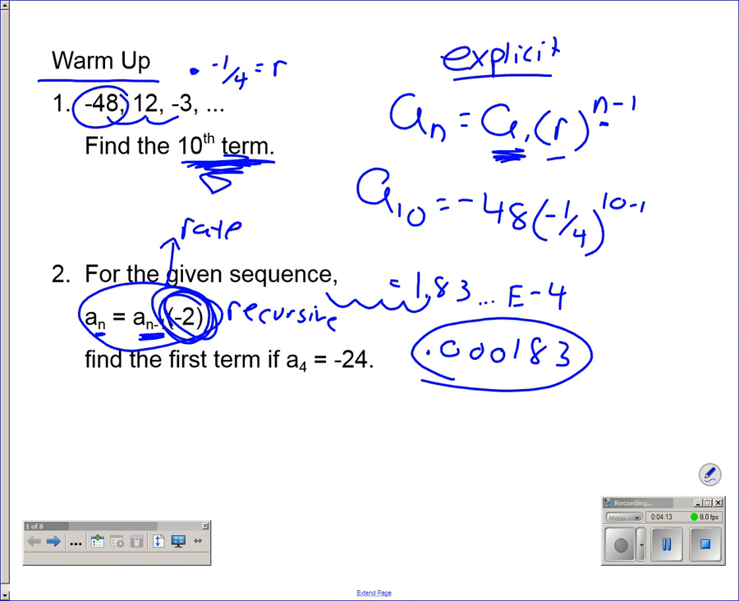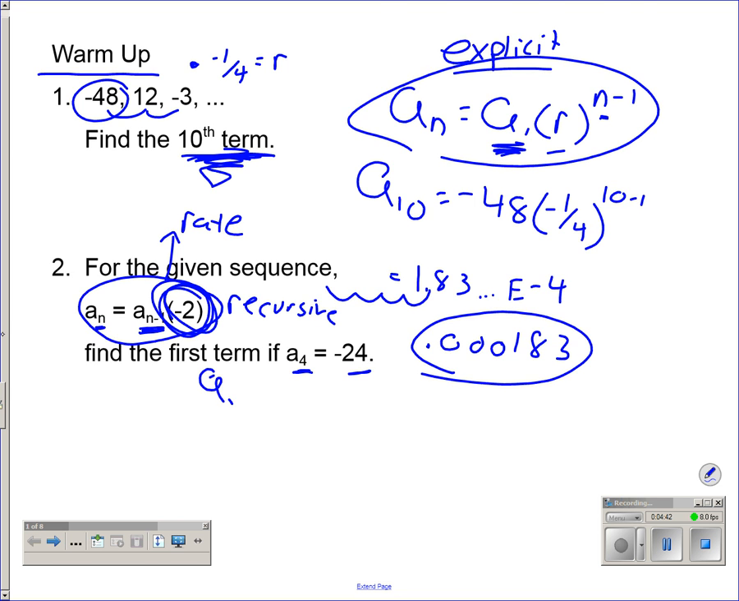So in this particular problem, our rate is negative 2. That's our pattern. We're multiplying by negative 2 each time. So given our R value and given our 4th term, it wants us to know what our first term is, a sub 1. Again, it's just asking for a number in the sequence. So if it's ever asking for any nth term, your explicit formula is your best bet. So, how can I set that up? How can I solve this problem? What do we got?